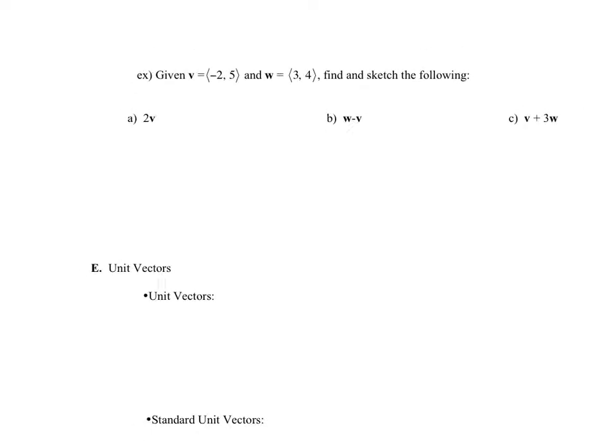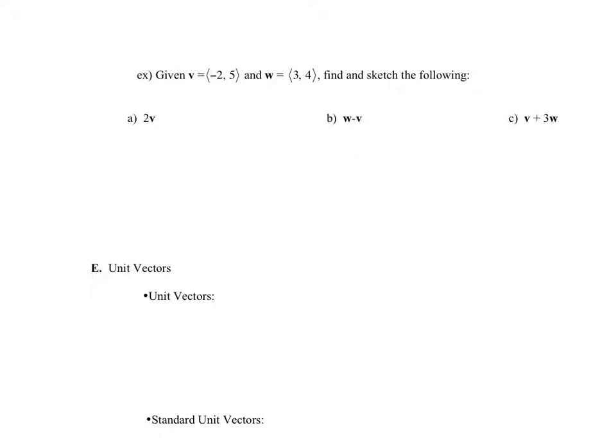So the next one, we're given two vectors. We're given vector v in component form and vector w in component form. Find and sketch the following. So we're going to sketch 2 times v. 2 times v makes its distance twice as long. So you have vector v, and we're just going to double it.